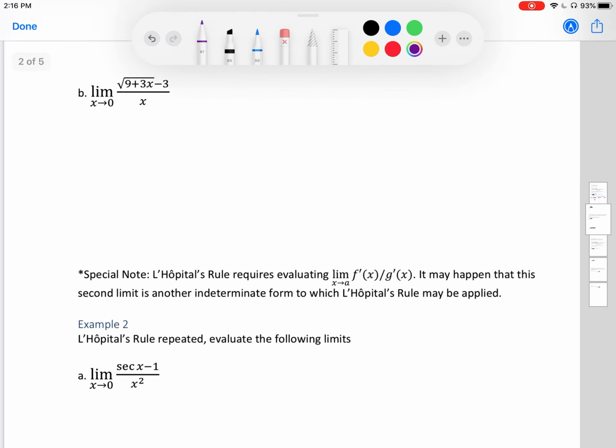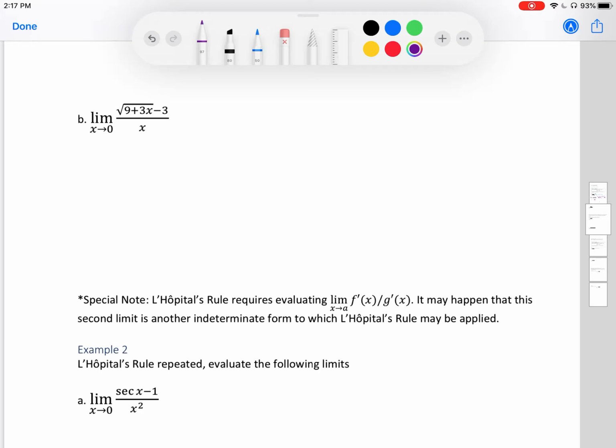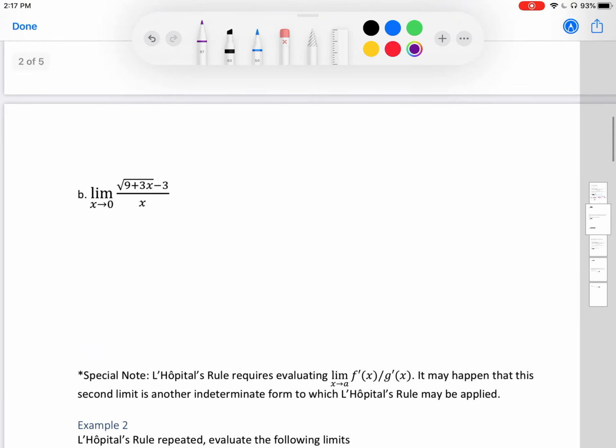B. The limit as x is approaching 0 of square root of 9 minus 3x minus 3 divided by x. Again, we're going to treat our numerator as a function and then our denominator as a separate function and find the derivative. Let's do that work above. So if we make our numerator f and our denominator g, our derivative of our denominator would be 1.